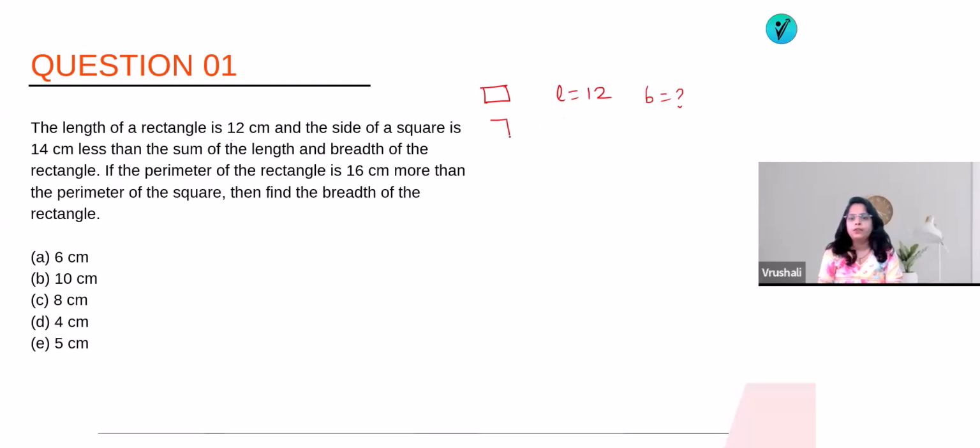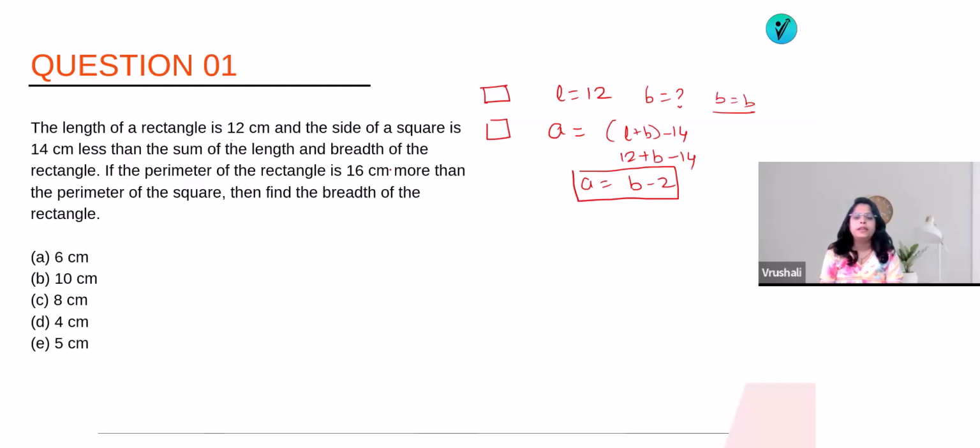For the square, we know that the side of the square is 14 centimeter less than L plus B. That means 12 plus B minus 14. So A is equal to B minus 2, because 12 minus 14 will be minus 2. Now we know L is 12, A is equal to B minus 2, and we have assumed the breadth is B.